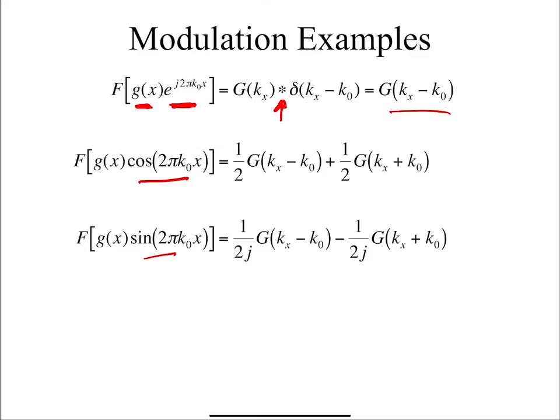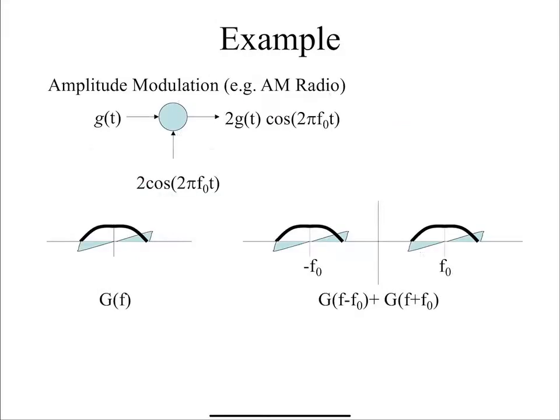Does anyone here know what AM radio is? Anyone heard of AM radio? Yeah, amplitude modulation. So you can still get it on your car, right? I mean, you can still get AM radio. Okay. So all AM radio is doing is taking your sound wave and multiplying it by some cosine, typically 100 kilohertz or something like that, so that it can be at a frequency that you can broadcast.